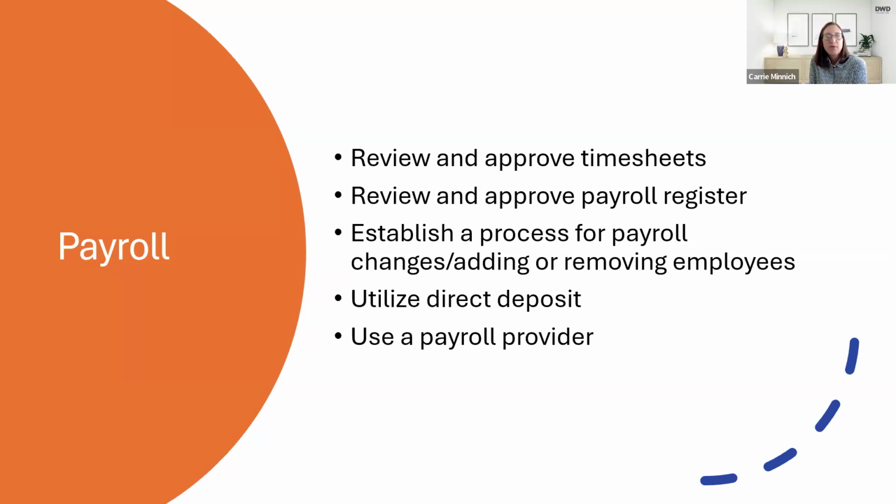So what can we do with payroll? The big thing here is reviewing timesheets, making sure that the individual that said, yes, I worked 40 hours this week, actually worked 40 hours. Also reviewing and approving the payroll register to make sure that, yes, these are the hours that each person should have worked. This is what their pay should be, the proper payroll taxes were withheld or any other types of withholdings.